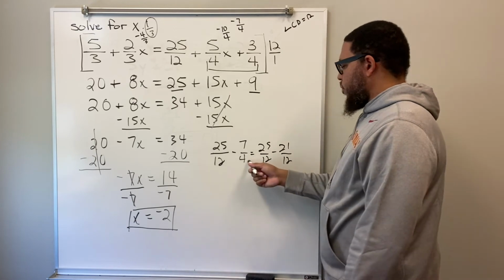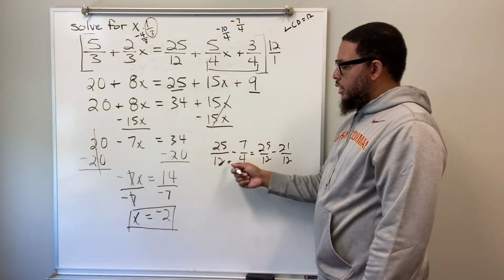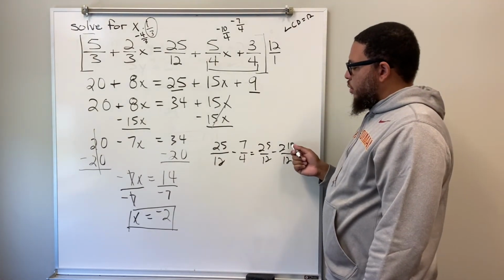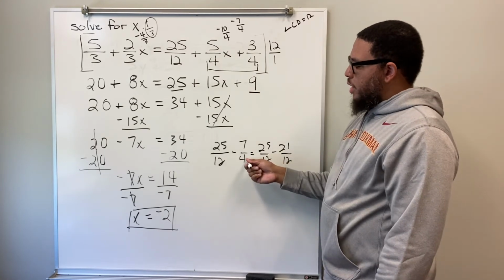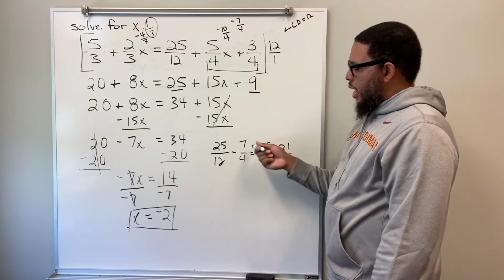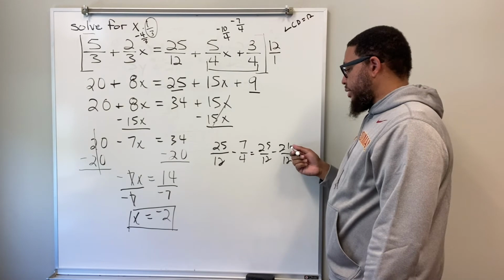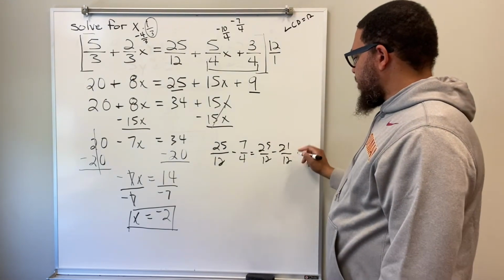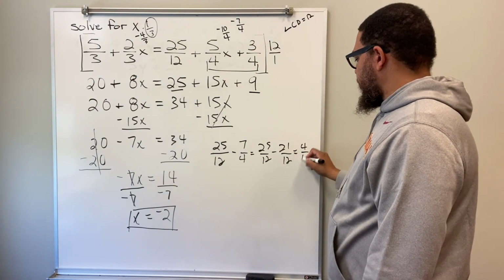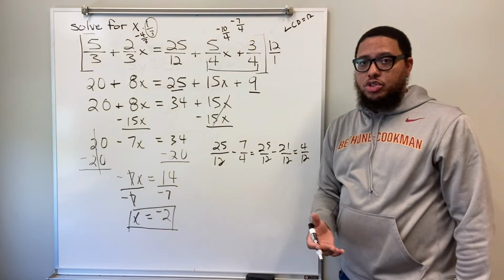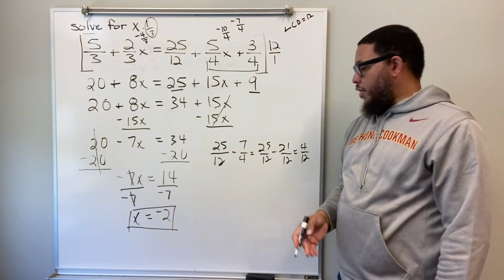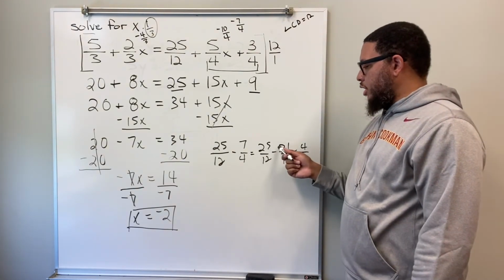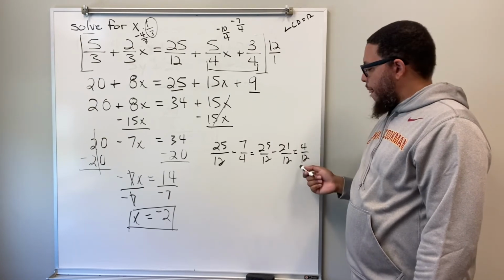The 4 changed into a 12 because that's the LCD that I need. Now, where does 21 come from? If I multiply 4 times 3 to get 12, I got to multiply 7 times 3 and I get 21. So 25 take away 21 is going to be 4/12. You got to know how to reduce fractions. I got 4/12 because 25 take away 21 leaves me with 4, right?